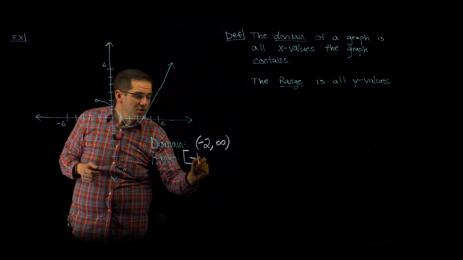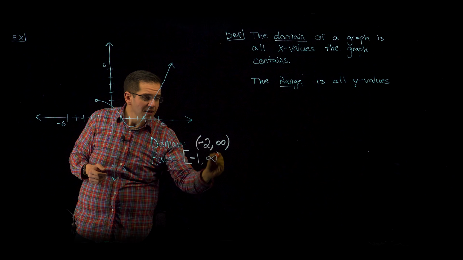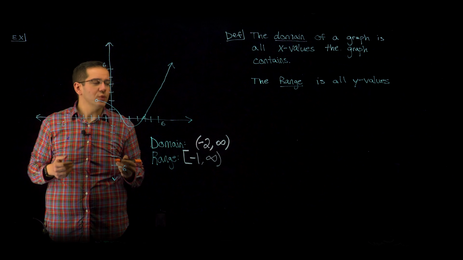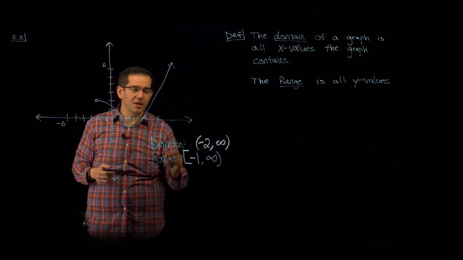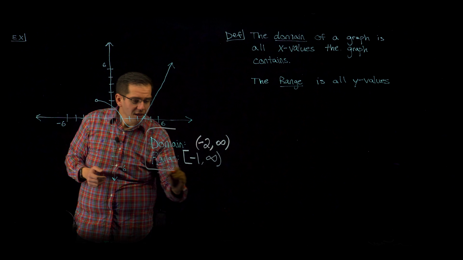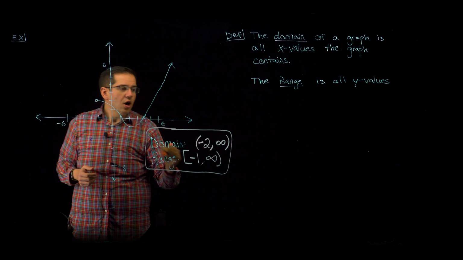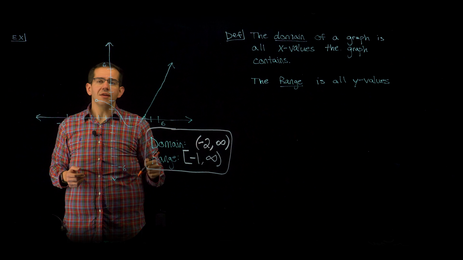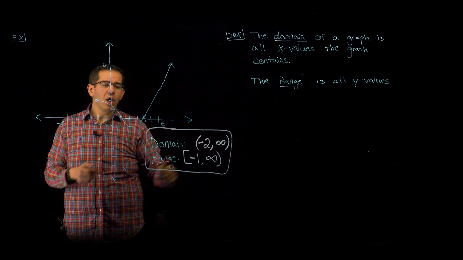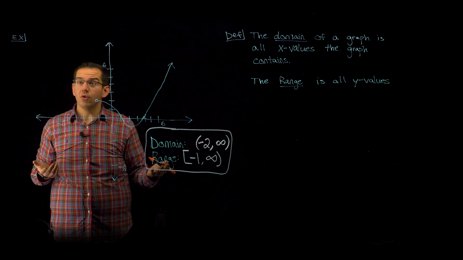So we go all the way to positive infinity and put a parenthesis because we always put a parenthesis with infinity. So the domain and range are from -2 to infinity for the domain and -1 to infinity for the range.